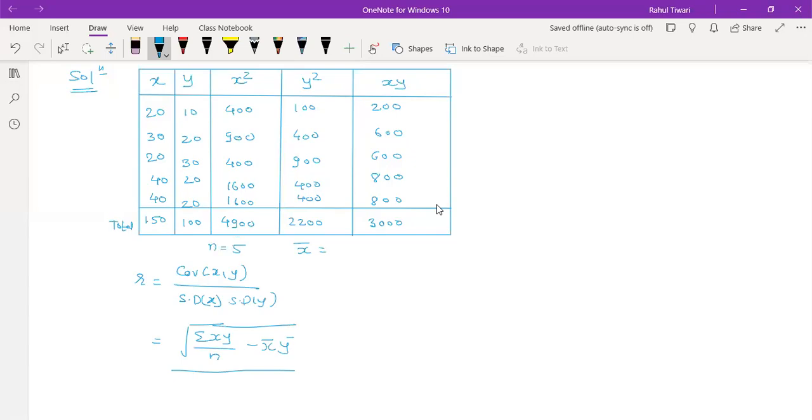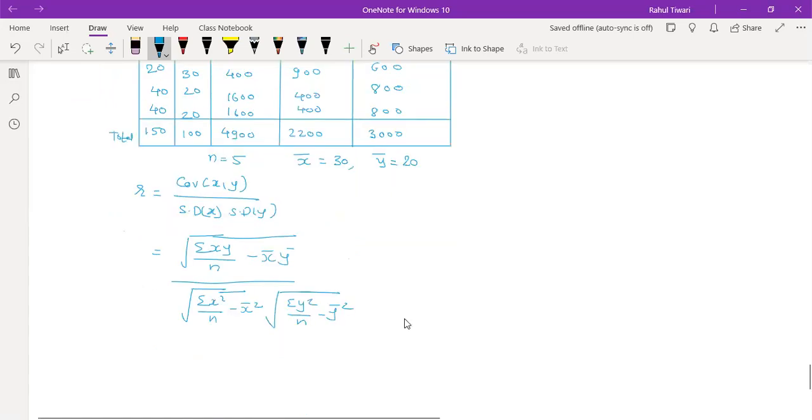So x bar is going to be how much? 30. What is your y bar? This upon 5, right? 20. Into summation of x square upon n minus x bar square, into summation y square upon n minus y bar square. Yeah. So you can substitute these values.